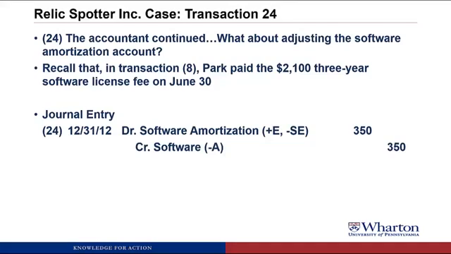Where does the $350 come from? Well, we paid $2,100 for a 3-year license, so that's $700 per year of amortization. It hasn't been a full year, so we take half a year of that to get $350.